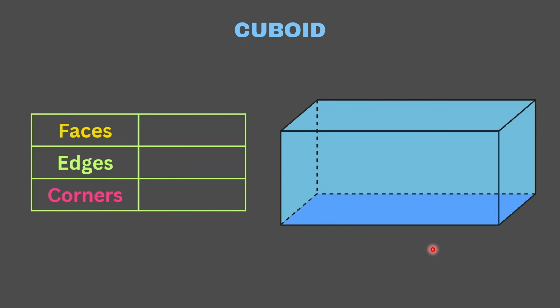Now, let's look at this shape. It's called a cuboid. It looks a bit different than a cube. The length of the sides are not equal all around like a cube. But let's think, does it have same number of faces? Yes. Does it have same number of edges? Yes. So, if you count carefully, a cuboid also has 6 faces, 12 edges and 8 corners.